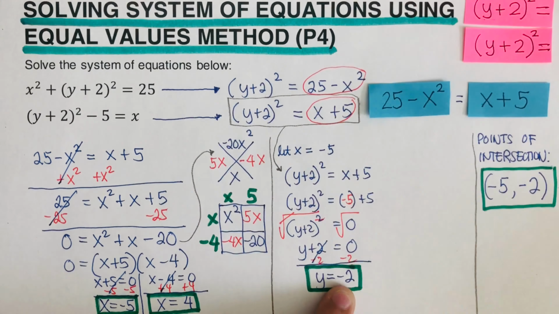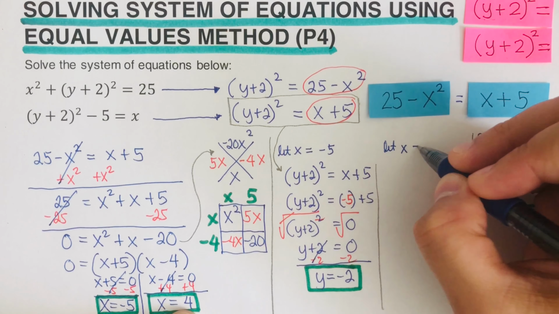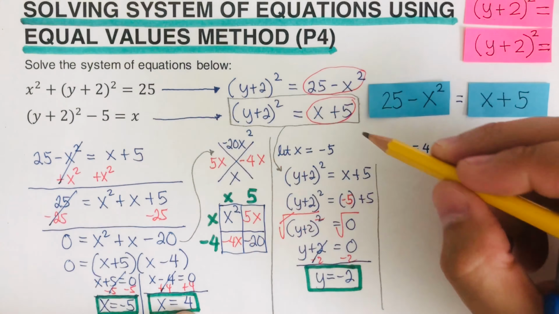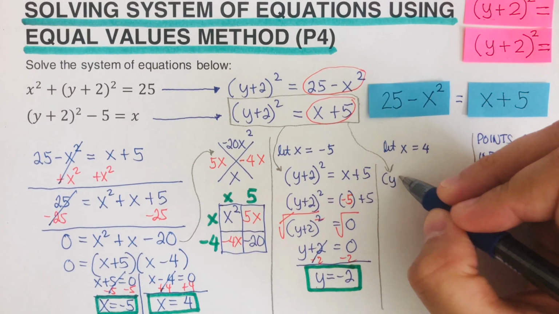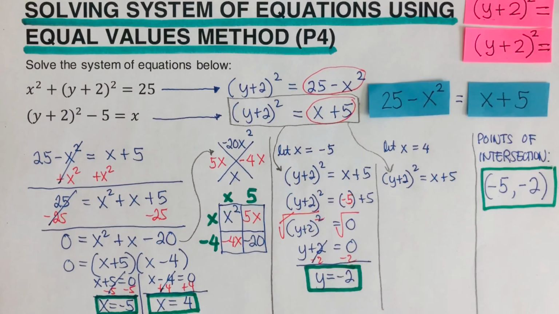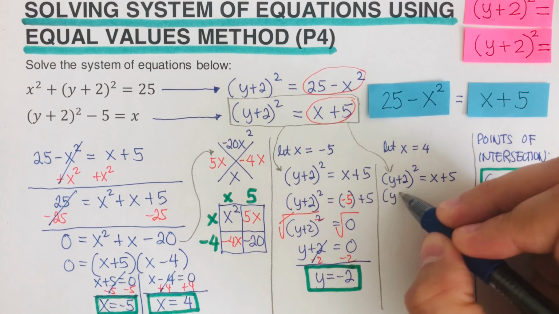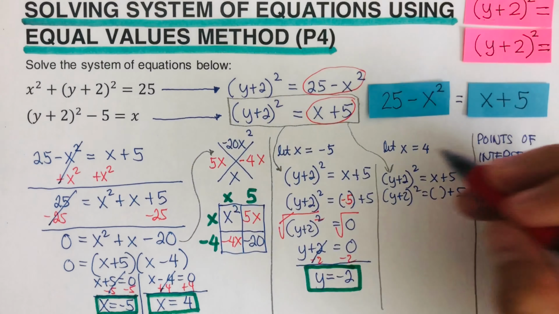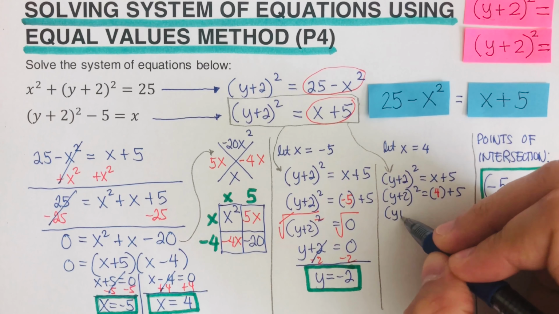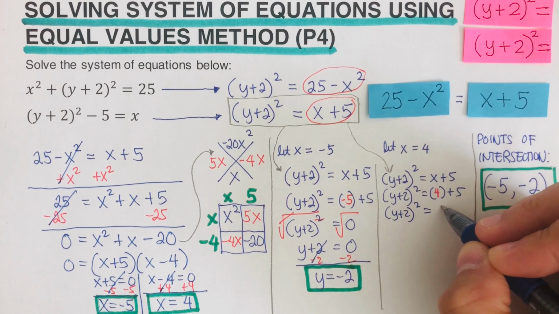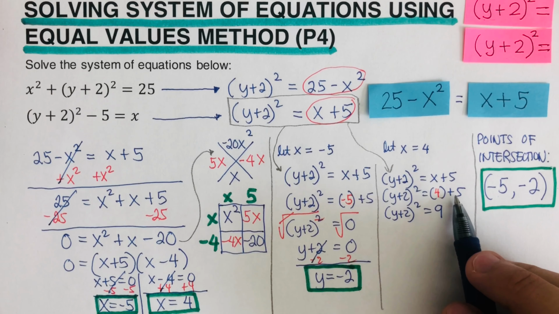Now we're done with x is equal to negative 5. Let's move on to x is equal to 4. So I'm just going to show that up here. So we let x is equal to 4. And again, we're using this equation right there. So we go ahead and rewrite that. So we plug in the 4. Then we do the math. That would be y plus 2 squared is equal to 9, because 4 plus 5 is 9.